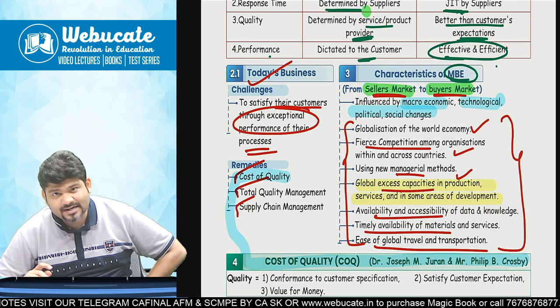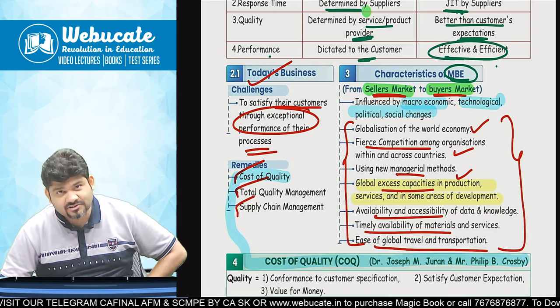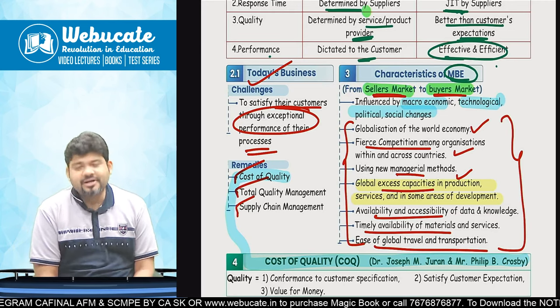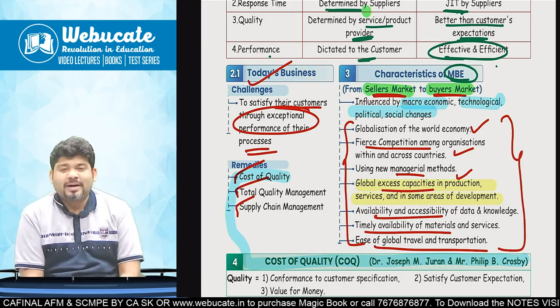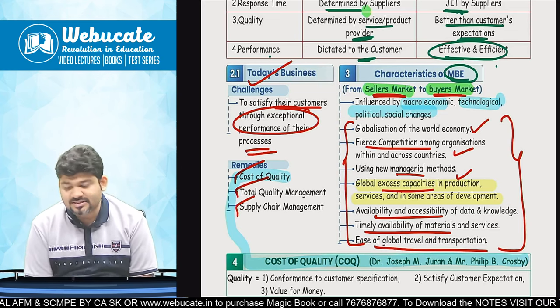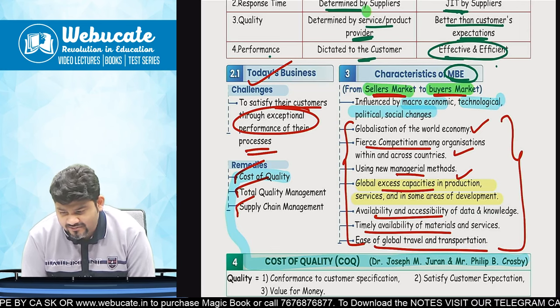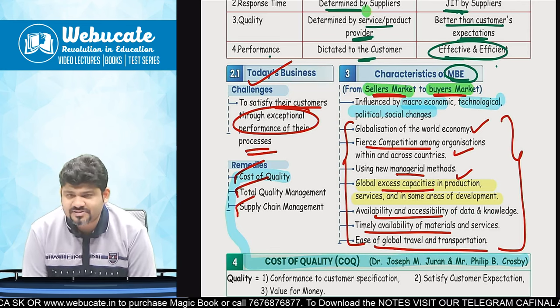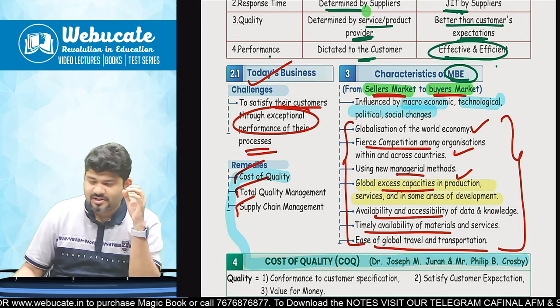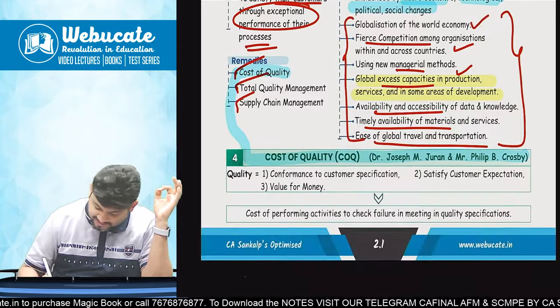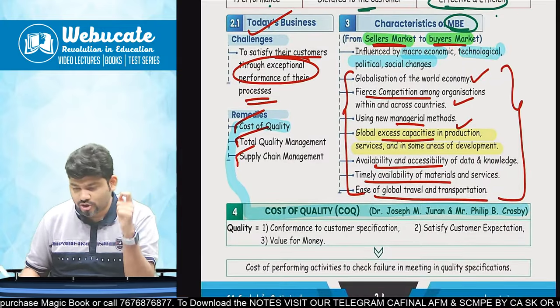How is the modern business environment characterized? Globalization, competitiveness, many new methods, global excess capacities, accessibility of data and knowledge thanks to the internet, timely availability of material, and ease of travel and transportation. Now, we want the customers to be happy, and for that, we need to ensure that we focus on cost of quality.